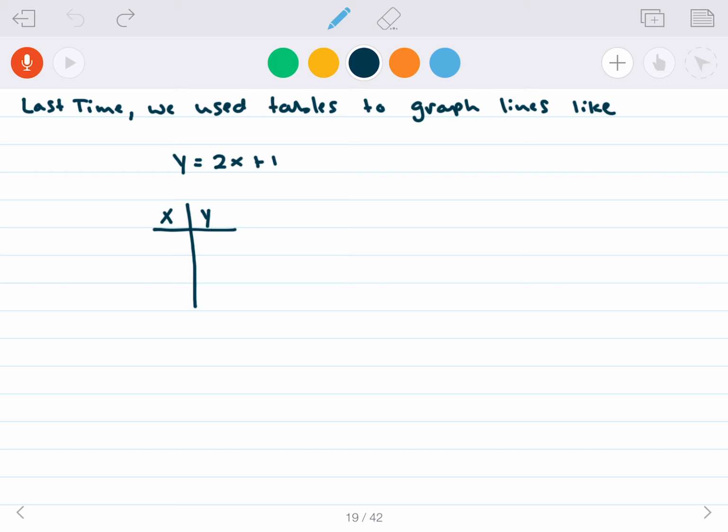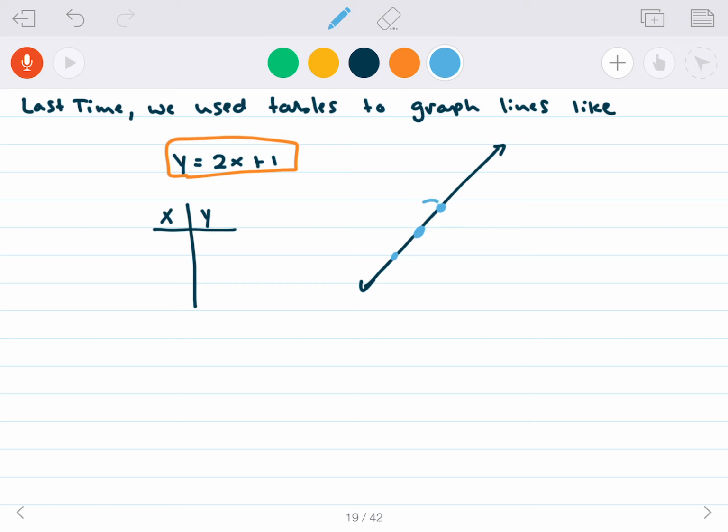Hey guys, in this video we're going to talk about finding the slope. Okay, so in the last video we used tables to graph lines. So I gave you, or you chose, some x values and that produced some y values with the rule that was given.